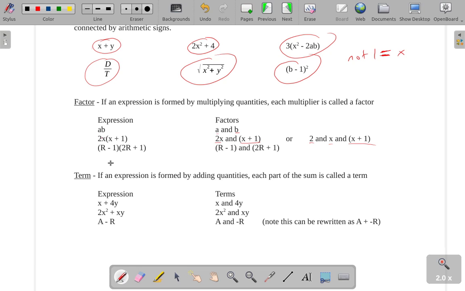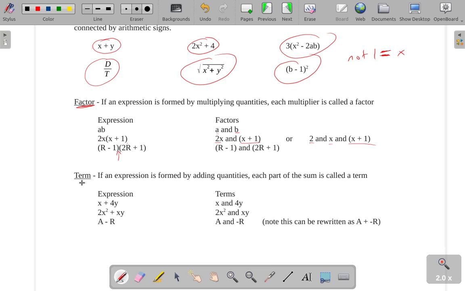The important thing is that when we're talking about factors, the individual parts are multiplied by each other. So r minus 1 and 2r plus 1 are the two factors of this expression. That's a factor, and that's the factor. And I know that because they're multiplied. These parentheses are butted up against each other, and you can see there the operation that would take place there is multiplication.